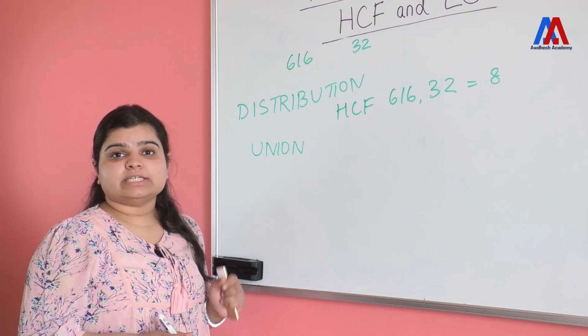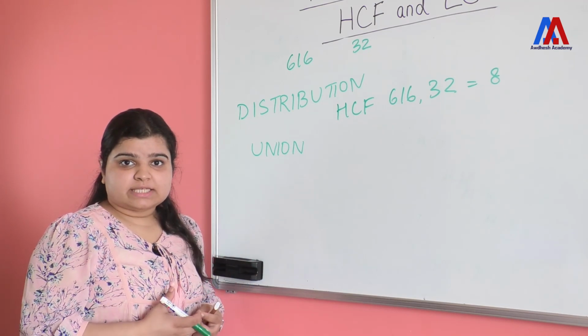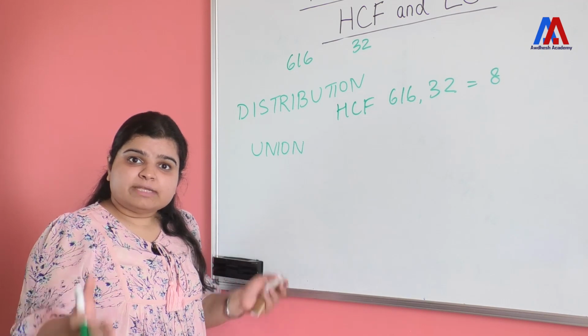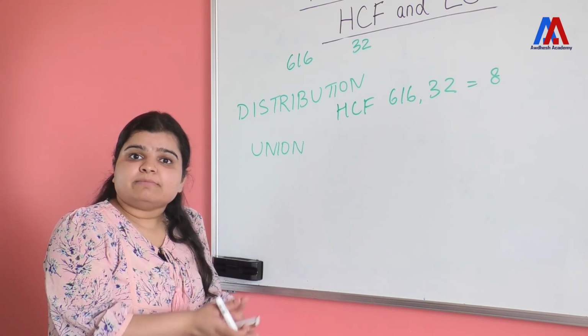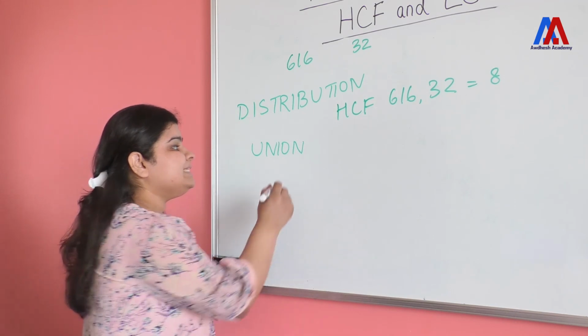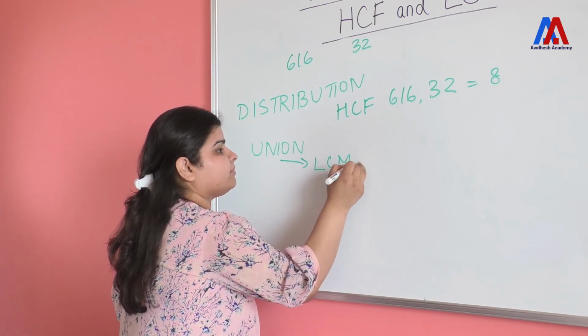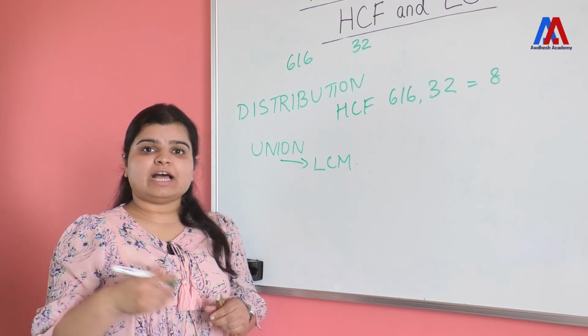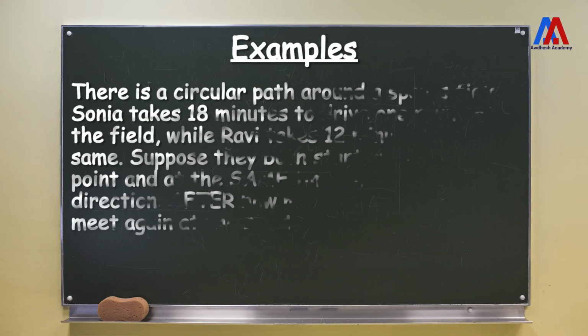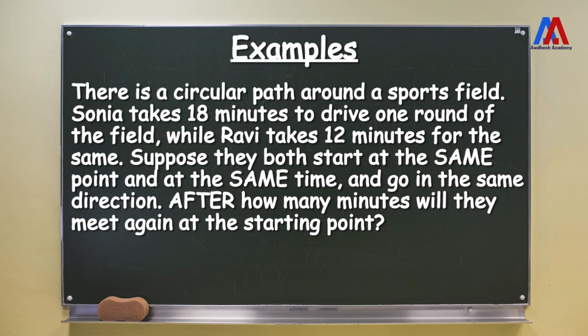Next we have union, that is whenever the scenario says you have certain quantities coming together at the same point, at the same time, etc., you will use LCM. Like suppose we have an example. There is a circular path around a sports field. Sonia takes 18 minutes to drive one round of the field, while Ravi takes 12 minutes for the same. Suppose they both start at the same point and at the same time and go in the same direction. After how many minutes will they meet again at the starting point?